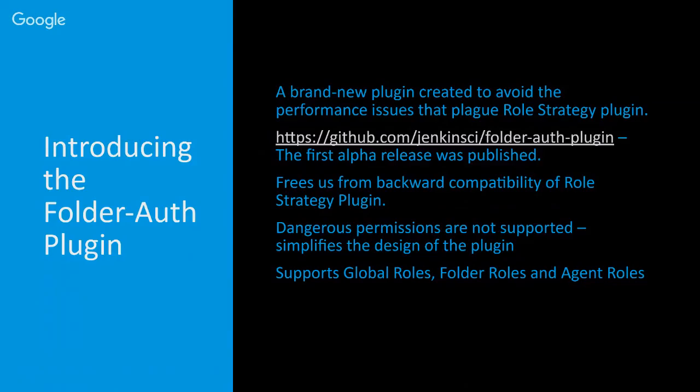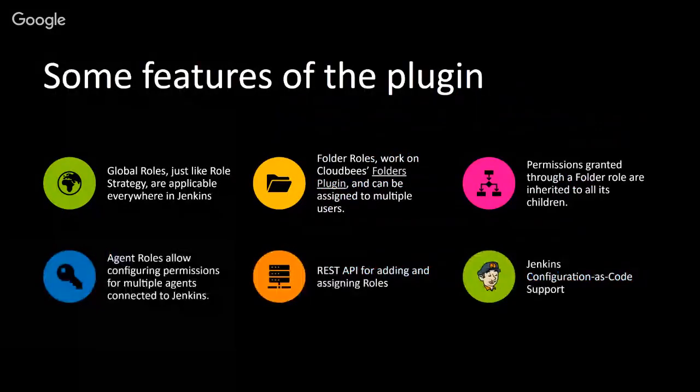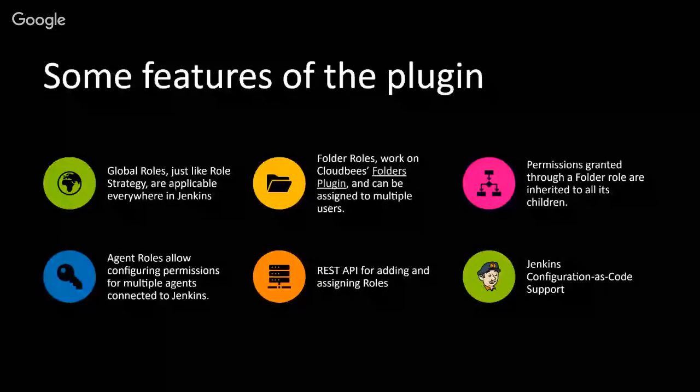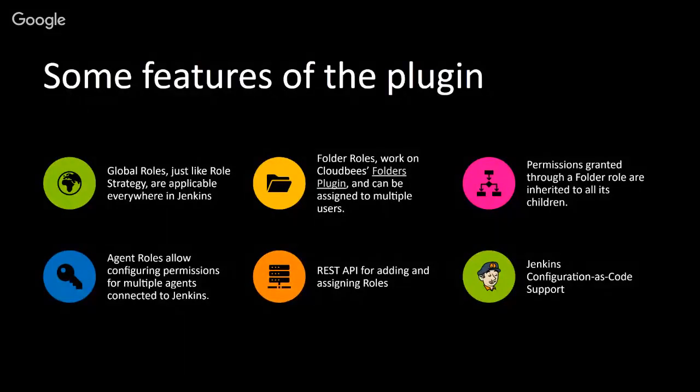Now, let's just discuss some features of this plugin. Global roles, just like from the role strategy plugin, are applicable everywhere inside Jenkins. The folder roles work on folders from the CloudBees folders plugin, and they can be assigned to multiple users and multiple folders at the same time. The major feature of folder roles is that the permissions granted through a folder role are inherited to all the children. Agent roles, on the other hand, allow configuring permissions for multiple agents or nodes connected to Jenkins. And they work on the full names of the agent.